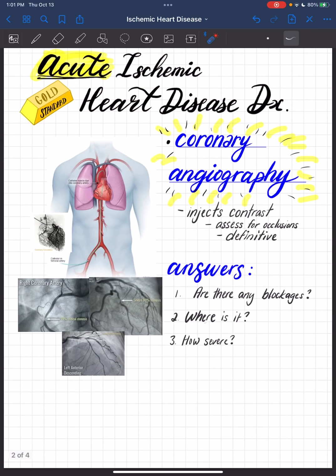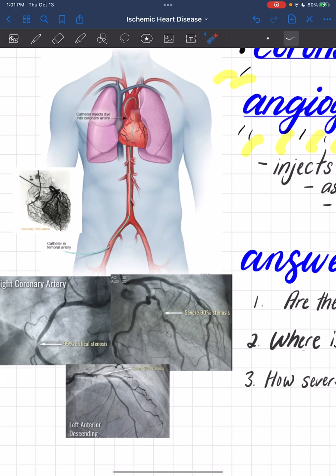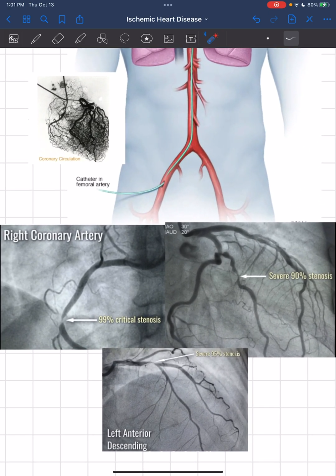So, acute ischemic heart disease, the gold standard for evaluating this is a coronary angiography. So these patients are going to go to the cath lab and they're going to inject some contrast into the proximal aorta here to visualize the coronary arteries. And this is going to assess for occlusions. It is a definitive diagnosis. It's going to answer if there are any blockages, where are they, and how severe are these blockages.